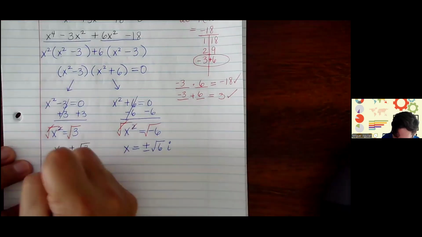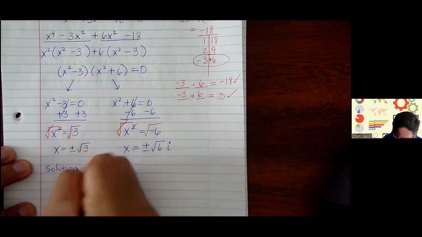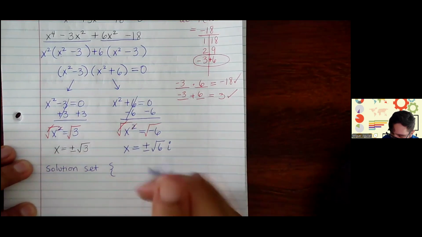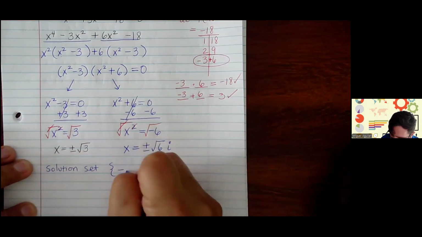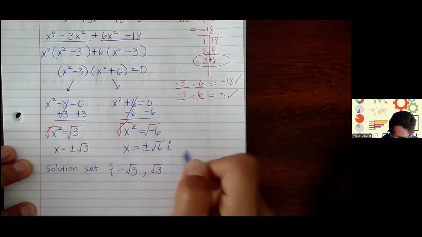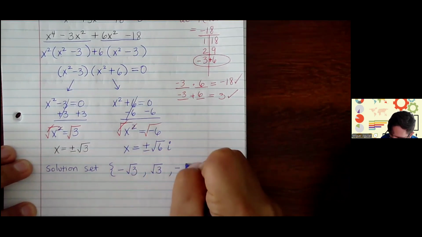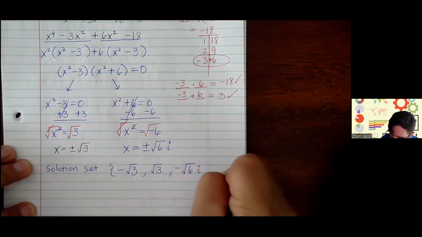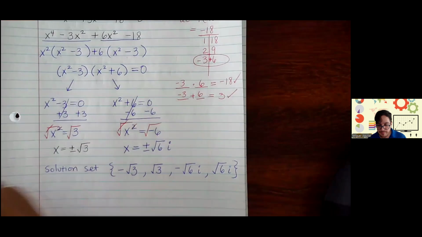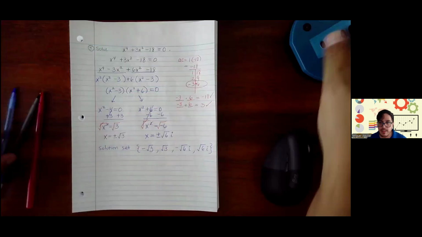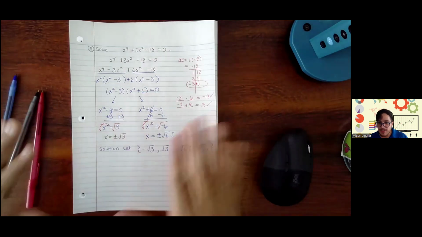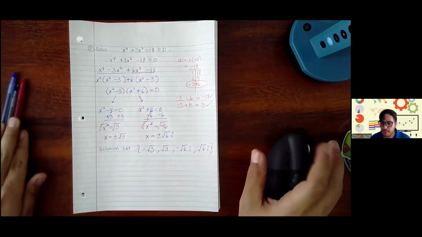Okay. And so our completed solution set with our four solutions, if we were to write this out the long way, contain negative the square root of 3, positive square root of 3, negative square root of 6 i, and positive square root of 6 i. And that's it. Okay. So if you need to pause the video there and inspect everything that's going on this page, please do so.